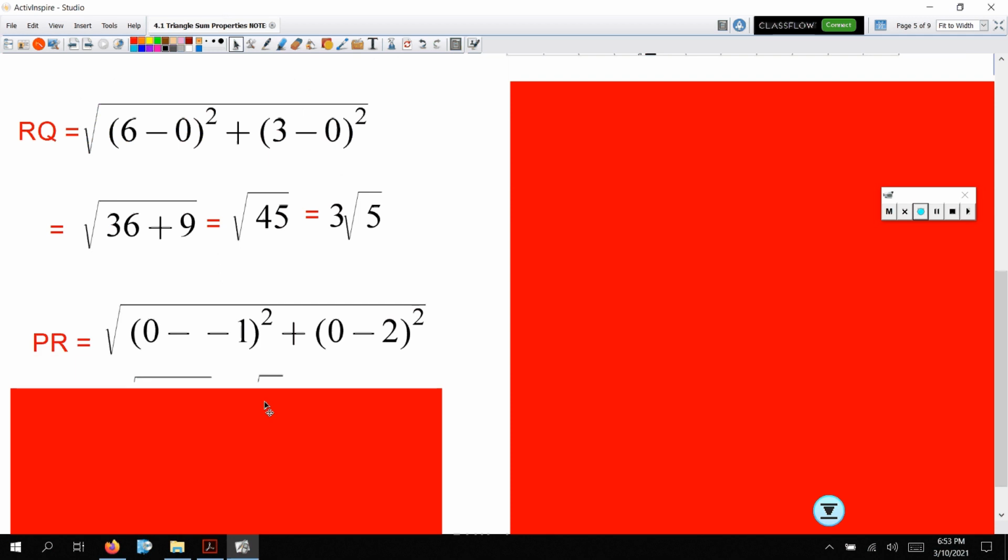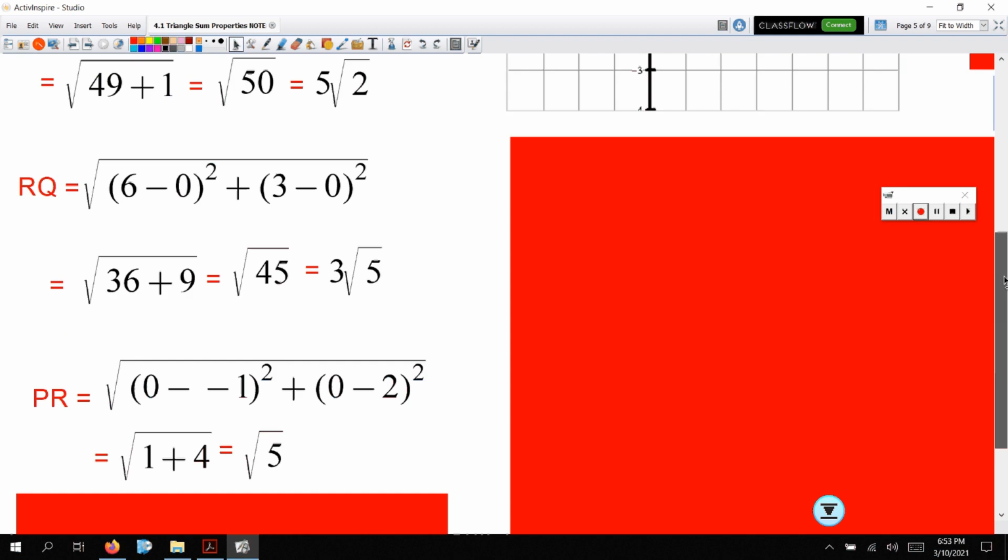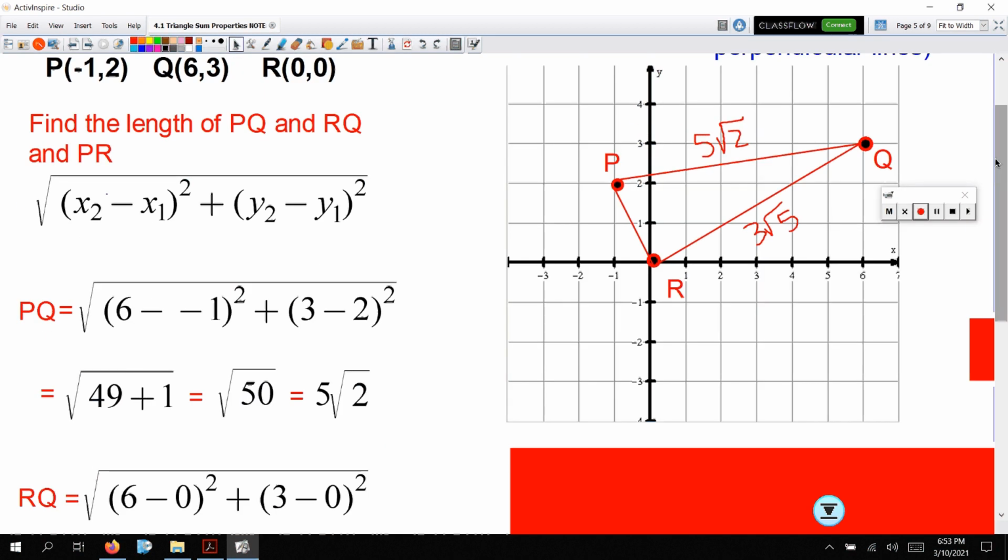All right, so we find PR. This one's really easy. I get the square root of 5. So no two sides are the same. So this triangle, we classify it by its sides, as scalene.